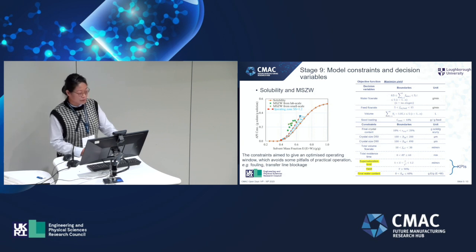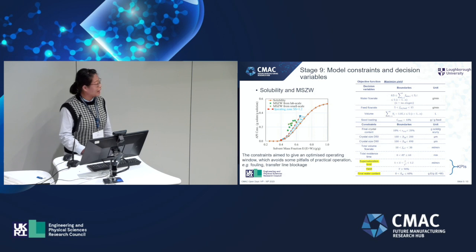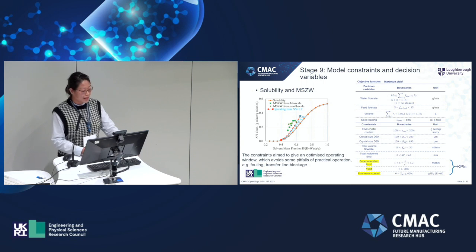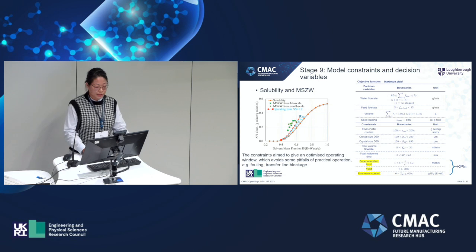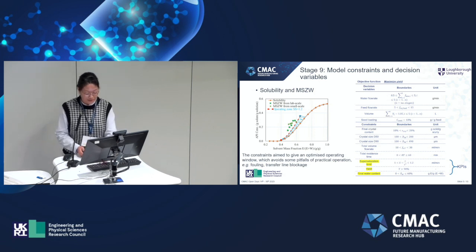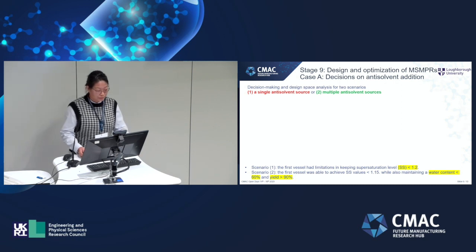Finally, we have 3 key performance indicators that have been prioritized among all the quality attributes in this scenario, including the supersaturation level, yield, and the final water content. This final water content can facilitate the future filtration and drying process.